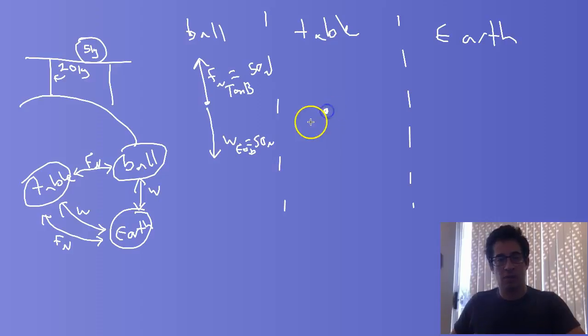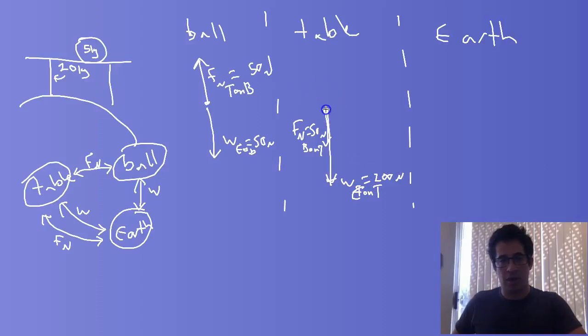Now we get to the table. The table has weight equal to 200 newtons. So this is weight from the Earth, sorry, on the table. And then we also have a downward normal force from the ball, because the ball is pushing down on the table. So we have Fn from the ball on the table. This is equal to 50 newtons. This weight was equal to 200 newtons.